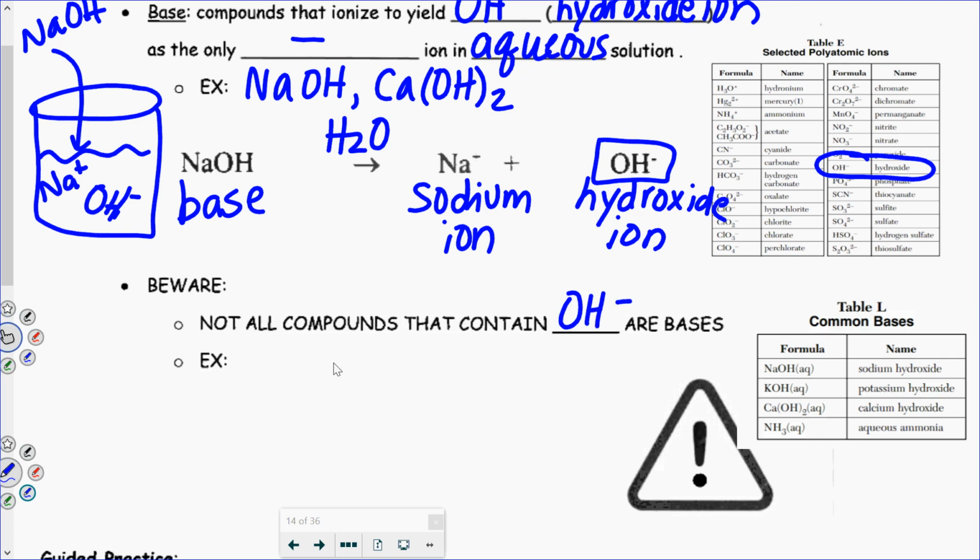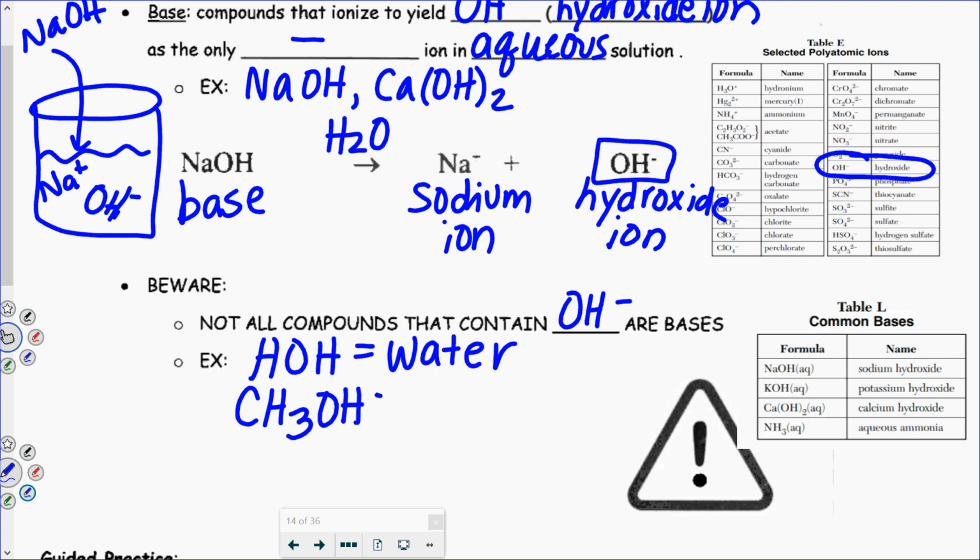For example, HOH. Notice there's an OH. HOH is just a fancy way to write water. This is water. It's not an acid, and it's not a base. CH3OH. This ends with an OH. Can't even tell me what this is if it's got carbons and hydrogens out front and then an OH. This is an alcohol. This is the one they try to trick you with all the time. Beware of the alcohols. These don't conduct electricity.